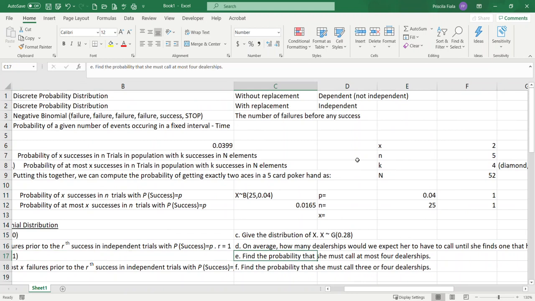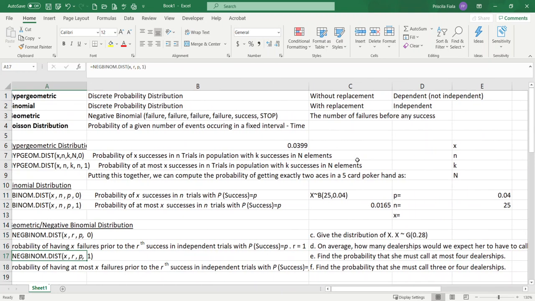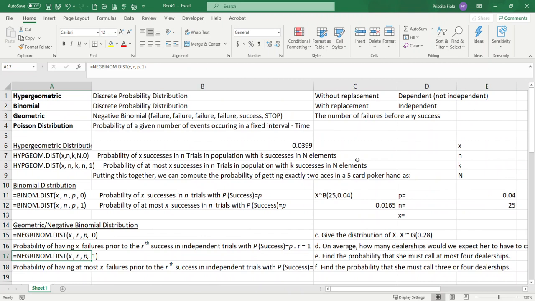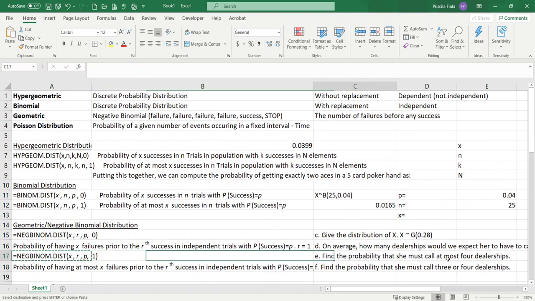Find the probability that she must call at most four dealerships. At most, no more than four, so we don't include four, and we use the formula where we have the one right here. At most, use this formula. Okay, so let's actually copy this formula over here.